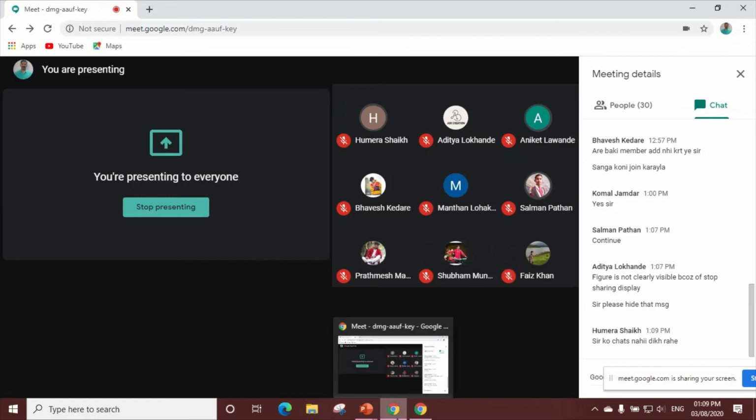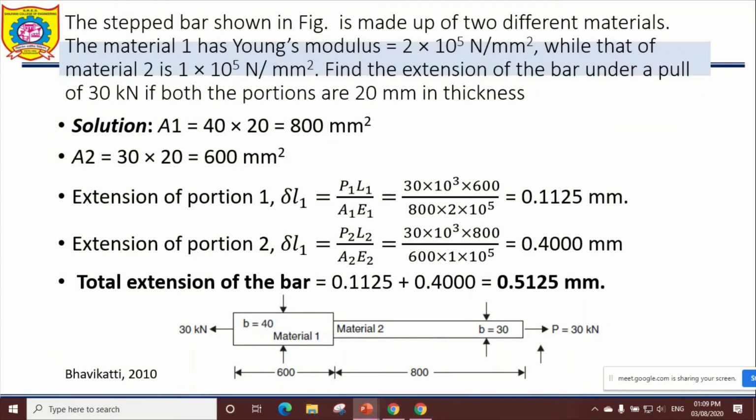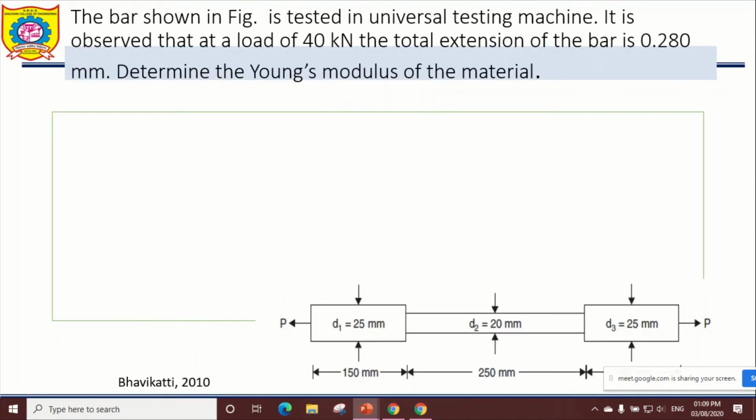So we'll move to the next numerical. This is visible. Length is not visible here. Is the length of the third part visible? Now it is visible. Hello. Figure is visible to you.